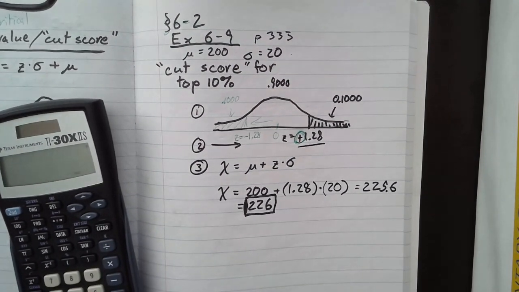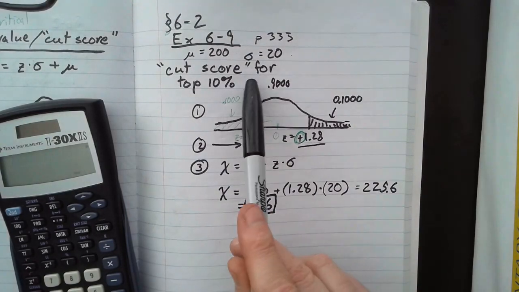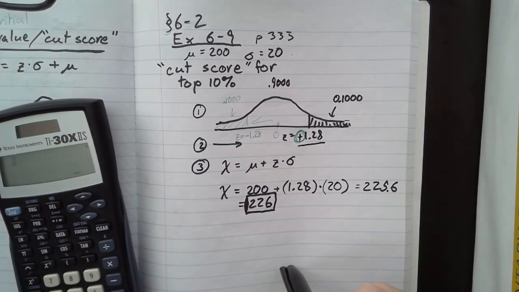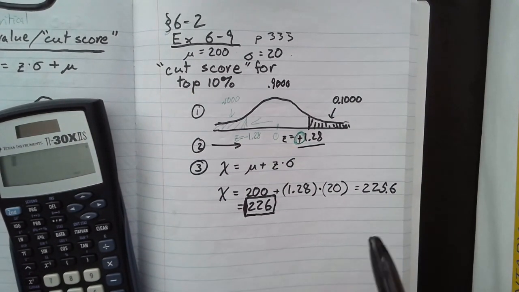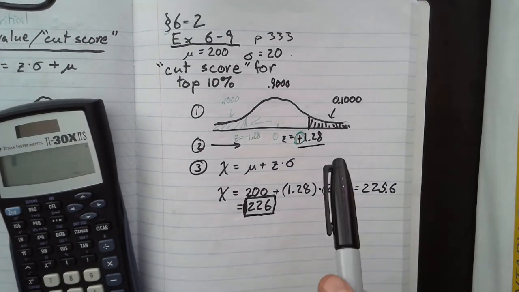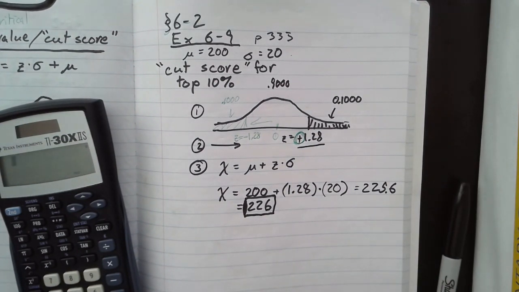That's the minimum score we would need to get in order to get in the top 10%. That'll put us at or above the 90th percentile. So the 90th percentile exactly in this case would be 225.6. All right, so that will conclude the 6-9 example. All right, so we'll stop here. Only 2 videos.